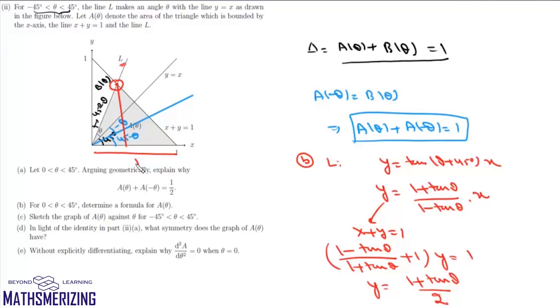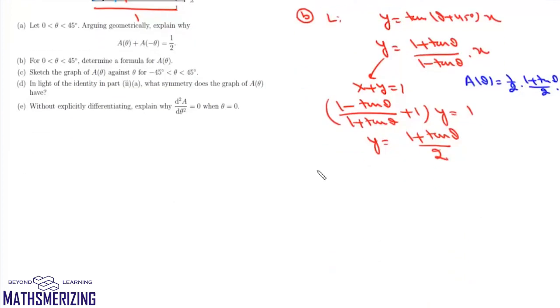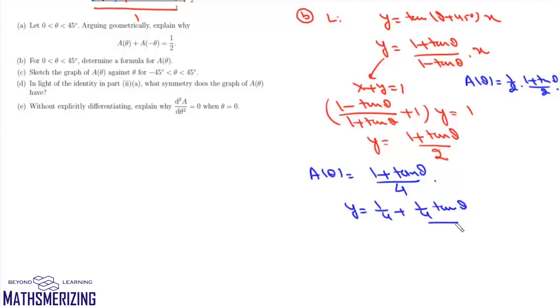This base is 1. So the area of this triangle A(theta) will be 1 by 2 into (1 plus tan theta) by 2 into 1. So from here we can write A(theta) is (1 plus tan theta) by 4. Now we need to draw the graph of this function. We can write this function as y equals 1 by 4 plus 1 by 4 tan theta. So we'll start with the graph of 1 by 4 tan theta between minus 45 and plus 45.